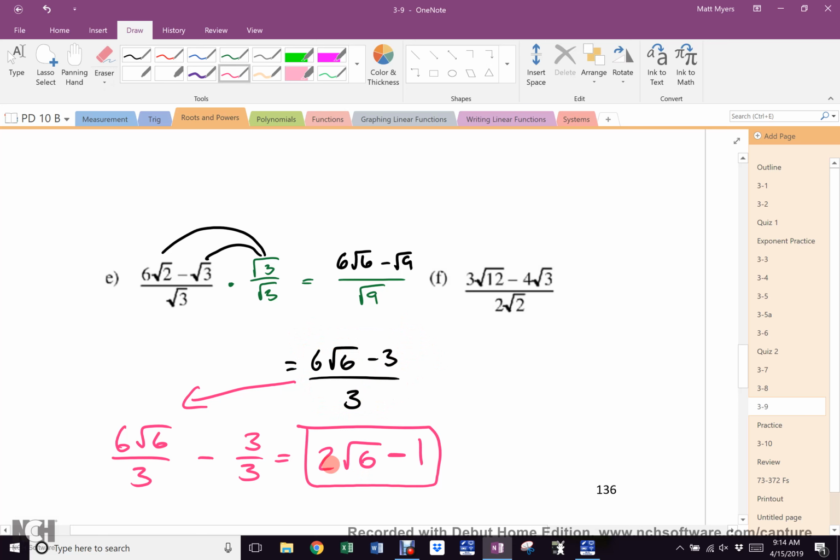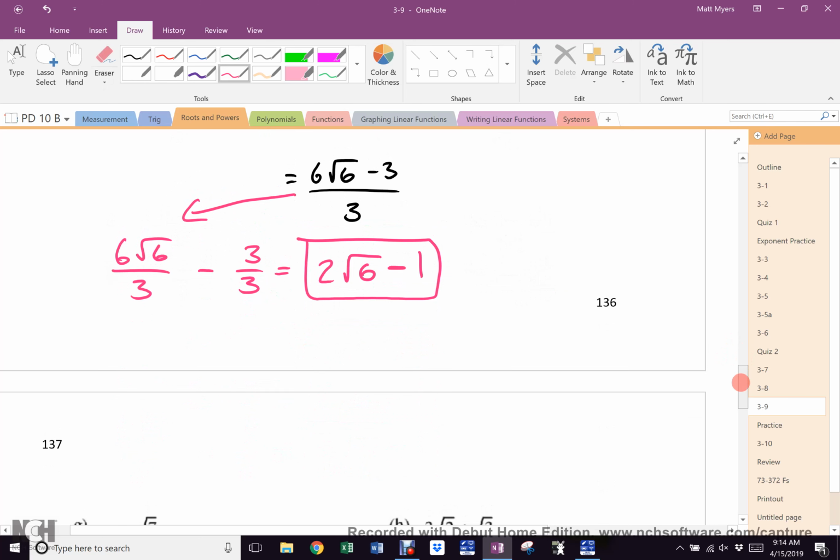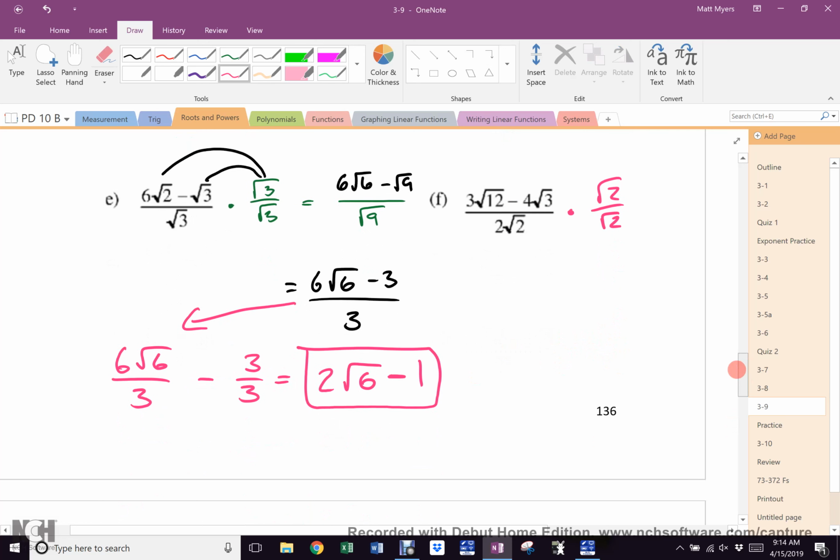Everybody cool? All right, now, this is the hardest of the singles right now. What bothers me here? Root 2. So what do I multiply by? Root 2 over root 2. You guys try to do that one right now.